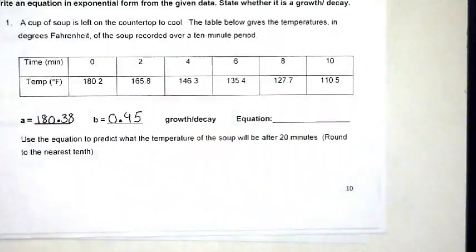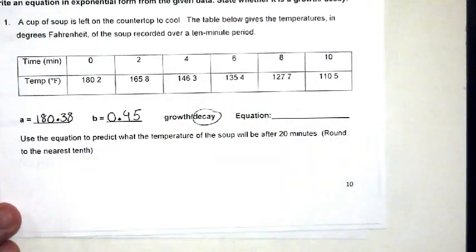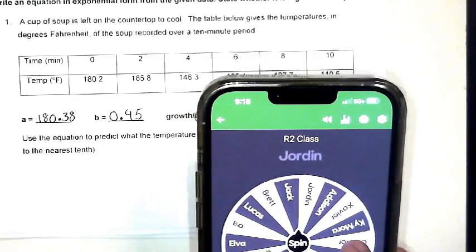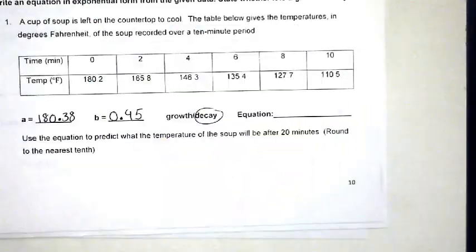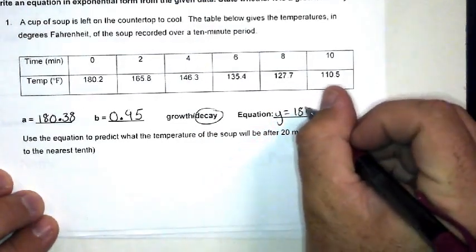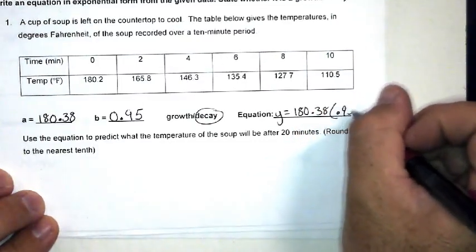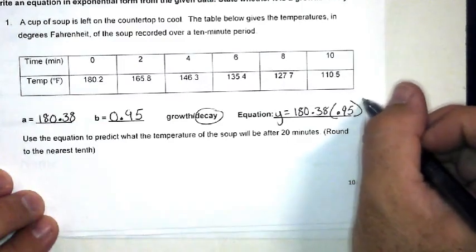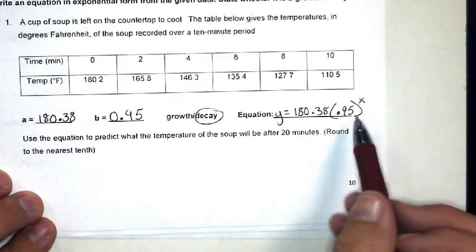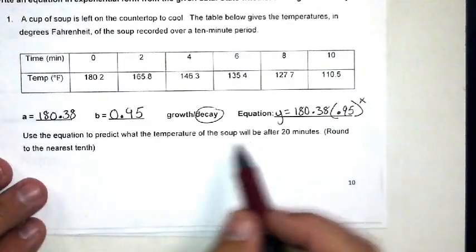Riley, is this growth or decay? Boom. Okay, good. You got lucky. You got the easy question. Jack, what would the equation look like? An X. We're not at this question yet, right? So what would I put up there? The X. Okay. Now, what Jack was telling us is how to find the answer to this one.